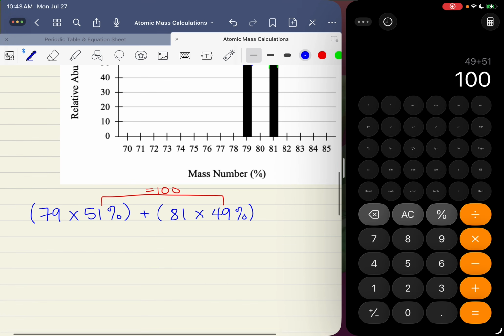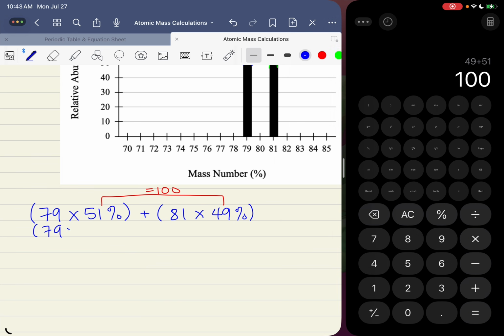So now I'm going to translate that into decimals. So I have 79 times, I'm going to take my decimal, I'll show you the trick here. I can take my decimal place, and I can just move it over 2 places. So I'd end up with 0.51 plus 81 times, I'm going to take my decimal place and move it over 2 places. So it's going to be 0.49.